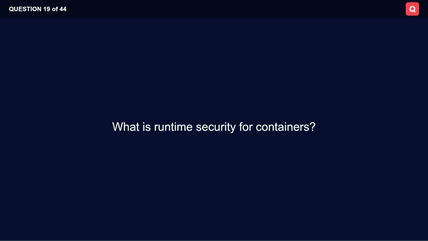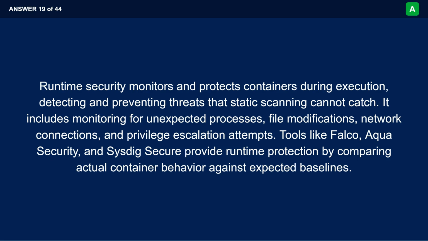What is runtime security for containers? Runtime security monitors and protects containers during execution, detecting and preventing threats that static scanning cannot catch. It includes monitoring for unexpected processes, file modifications, network connections, and privilege escalation attempts. Tools like Falco, Aqua Security, and Sysdig Secure provide runtime protection by comparing actual container behavior against expected baselines.